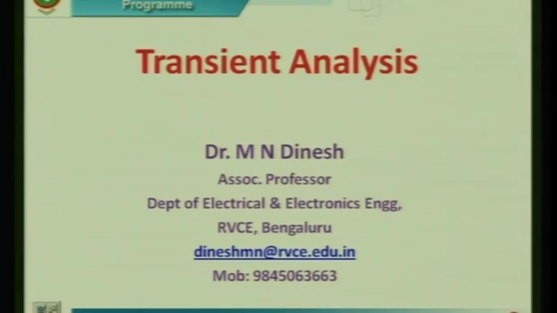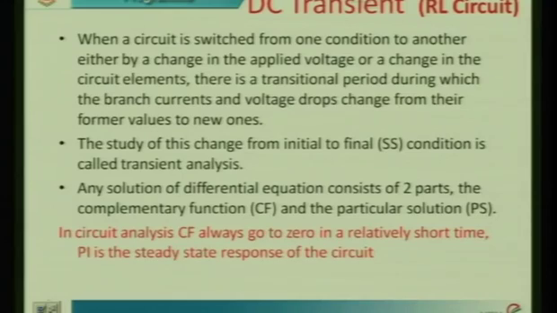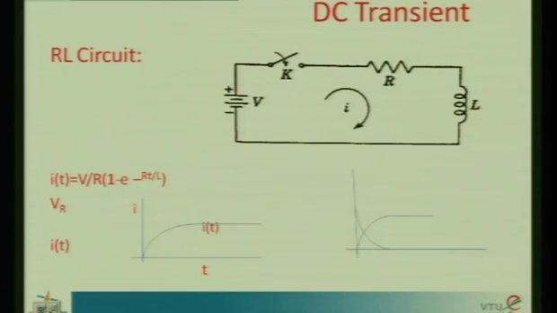As I told you, the arbitrary constants involved in the solution of a differential equation can be evaluated using your initial conditions, what we saw in the previous few classes. This is what we saw in the last class, DC transient. We went through an RL circuit and found an expression for current equal to V by R into 1 minus e to the minus R by L into t. But we did not find out the voltage across R and the voltage across L as the current varies.